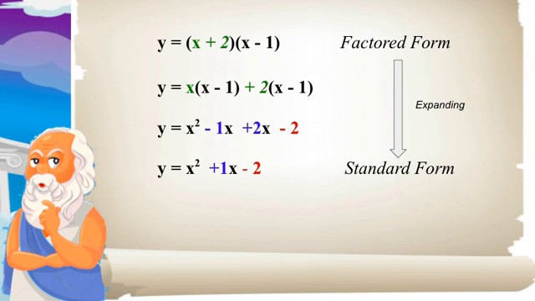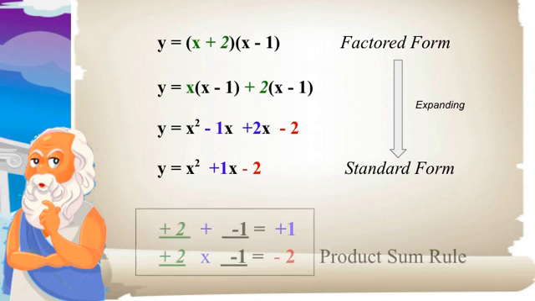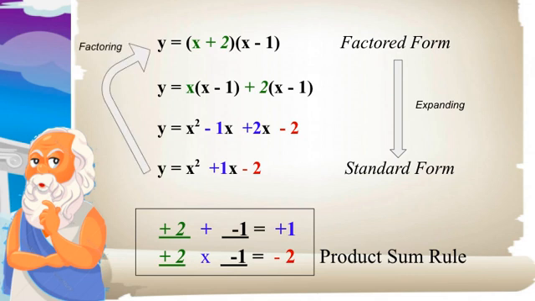I showed you this first, because it will remind you of the process to change from standard form back into factored form. Revealing the product sum rule, seen here. I then helped you make the connection to y positive 2 is green and y negative 1 is black, because they are the very same two numbers that are in the parentheses of the original factored form equation at the top. Once you have these two numbers, you can change your quadratic equation from standard form to factored form. This is factoring, the opposite of expanding.